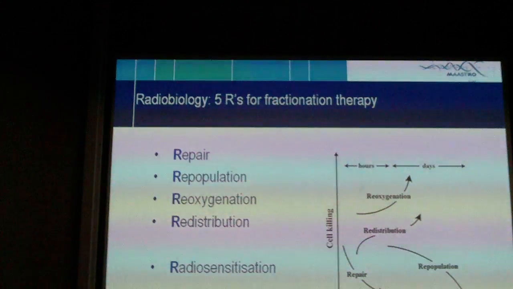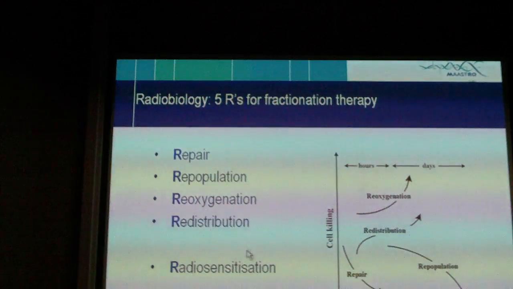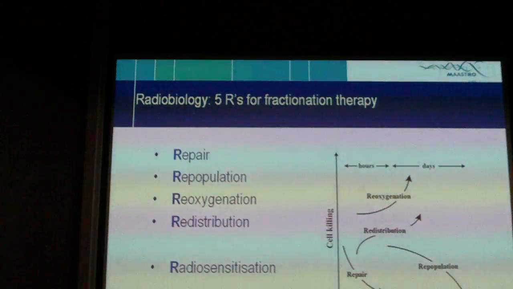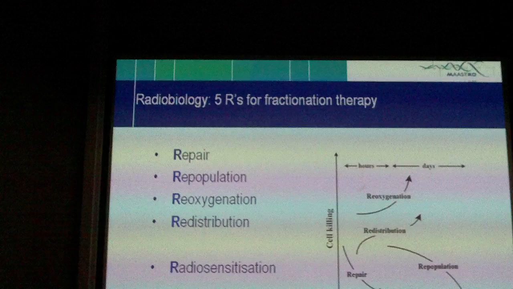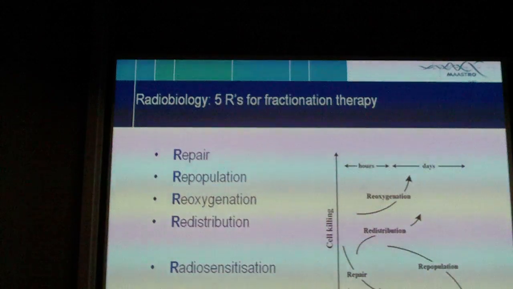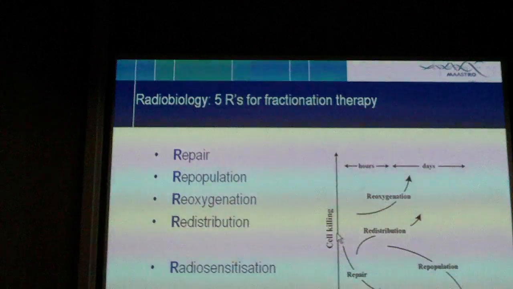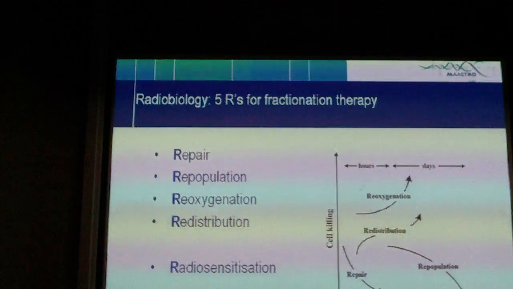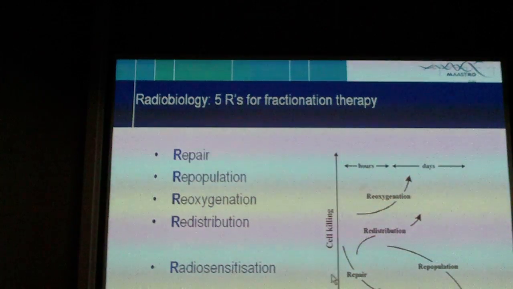So, within radiobiology, we have 5 R's, which stand for repair, repopulation, reoxygenation, redistribution, and radiosensitization. So if we look at the time between 2 radiotherapy fractions, comparing that to the amount of cell killing, we see that repair occurs quite fast. So let's say this is 24 hours, for example. Your repair goes quite fast. When you have good repair, your cell kill will be low.